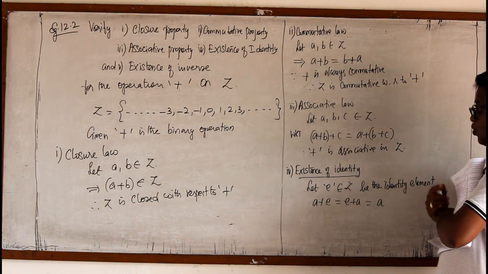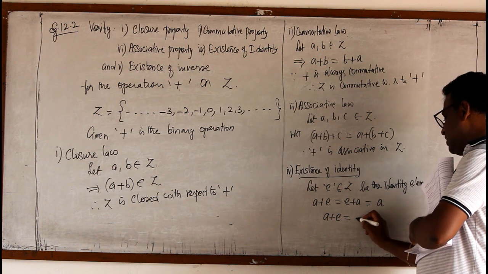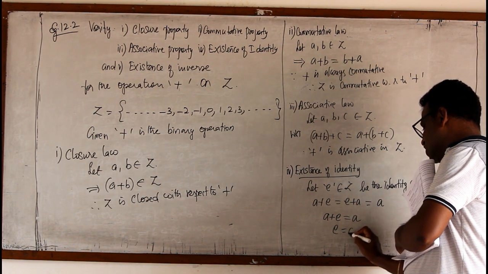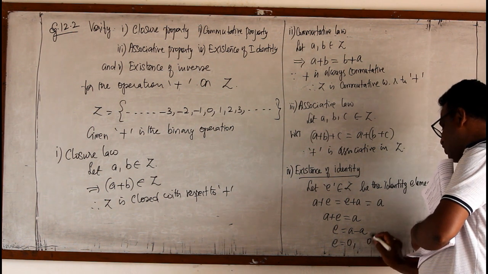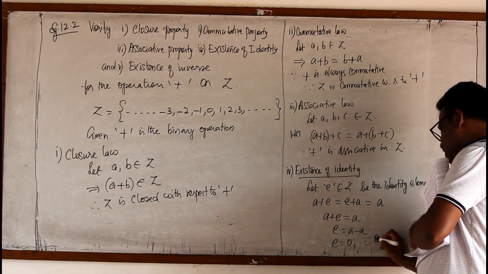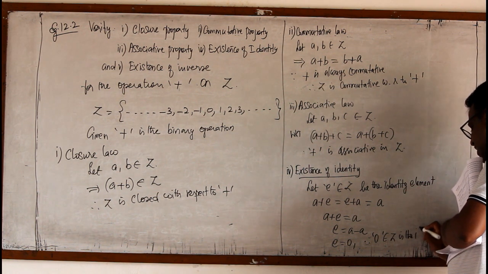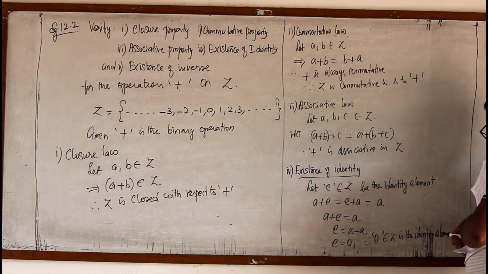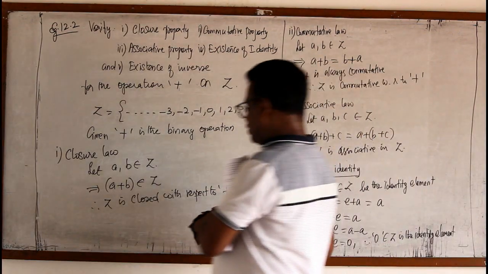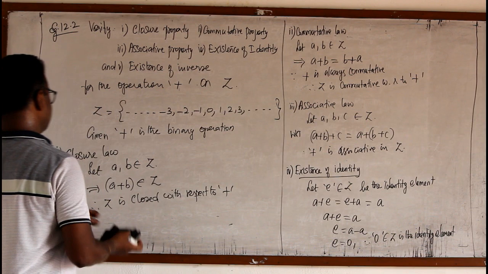So let me take the first element, a plus e. It will be equal to a. e equal to a minus a, e equal to 0. Therefore, 0 definitely belongs to Z, is the identity element. So the identity element is 0. So we know already if it is addition, then 0 is the identity element.